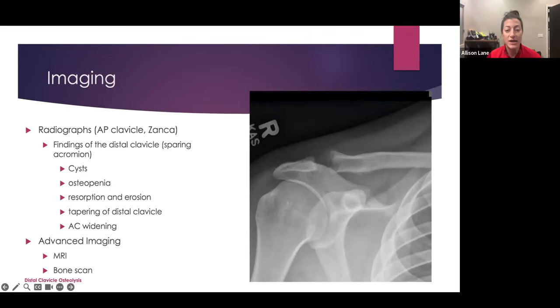Yes, you can get an MRI. You would see like an increased signal on the T2 sequences and bone marrow edema, or a bone scan even, which you would see earlier than X-ray. But ultimately, radiographs are really what's needed.